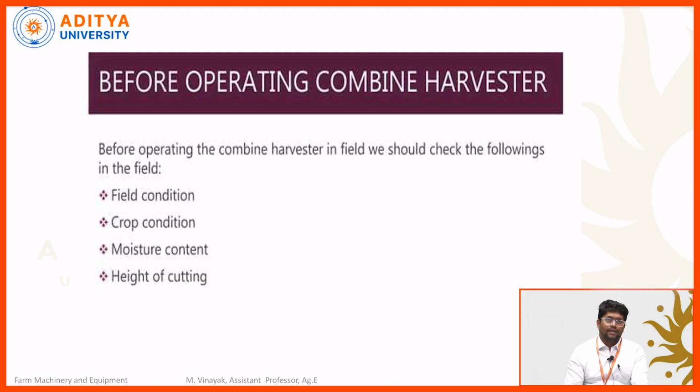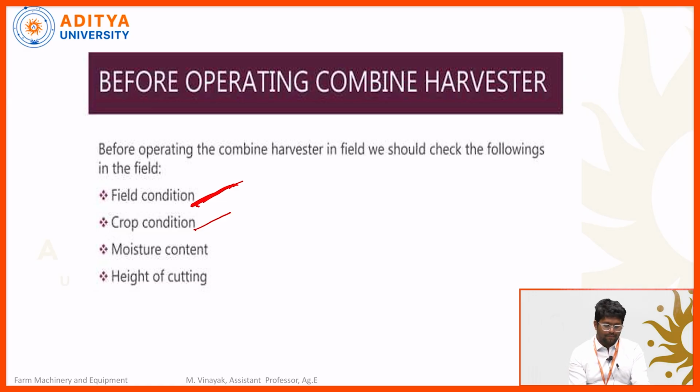Before operating the combine harvester, we need to check some parameters. First one is the field condition. Suppose we take the wheel type combine harvester. The weight of the wheel type combine harvester is very high compared to the crawler type combine harvester. If we operate in muddy fields or clay soils using the wheel type combine harvester, the entire machine will get stuck in the mud. So we need to choose based on what type of soil we are operating in, the condition of the soil during harvesting, as well as the type of machine we are using, either wheel type or crawler type.